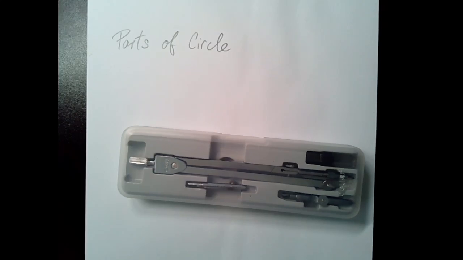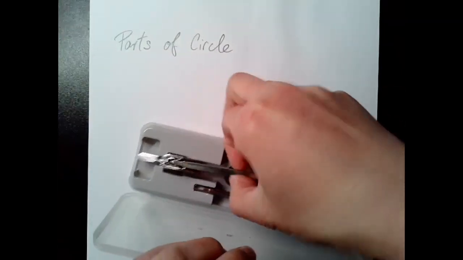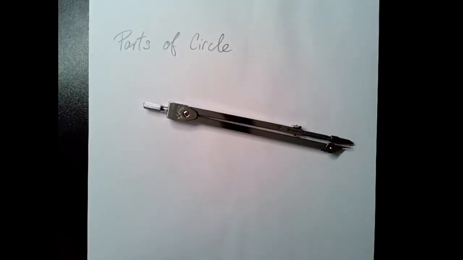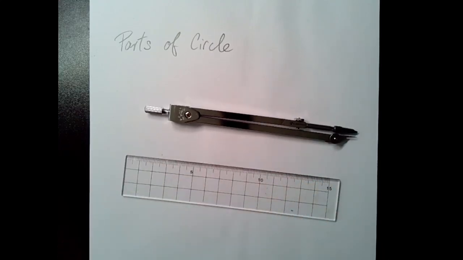Hi, it had been a while, so today we're going to go through some parts of the circle. I have my compasses here and my silver one. Yeah, I like it fancy. And then we need a ruler to draw some lines.